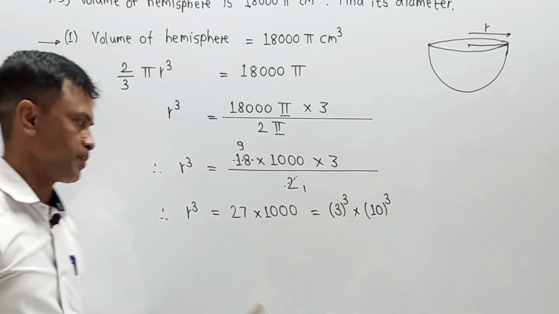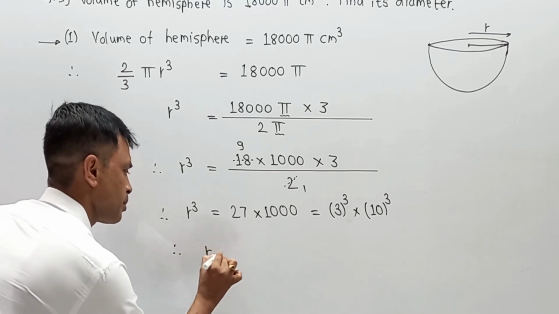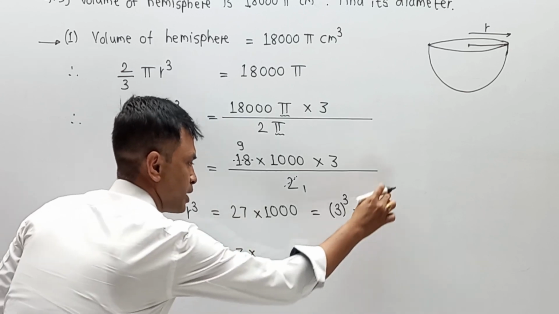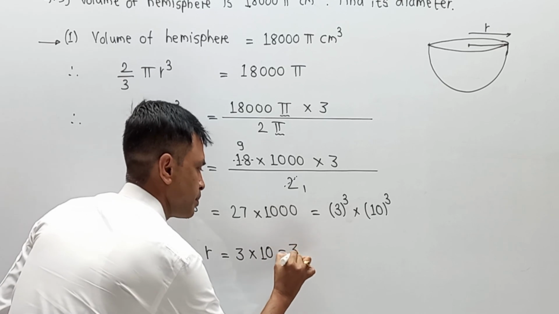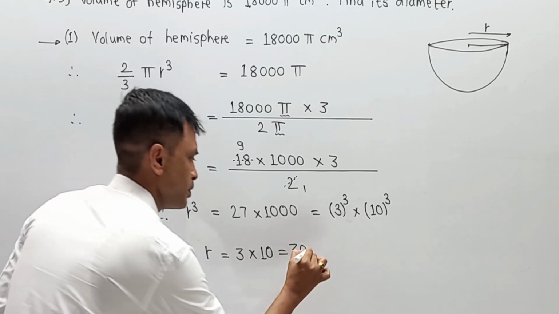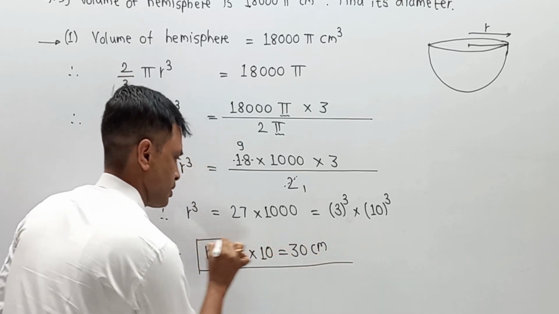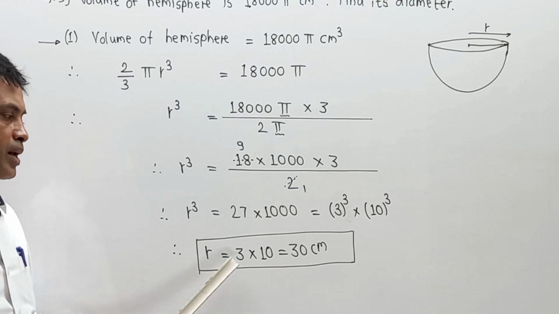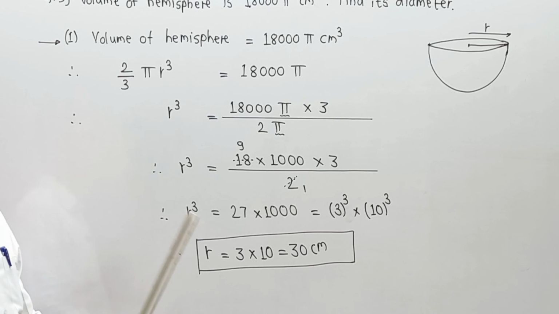So r cube is 27 into 1000, that is 3 cube into 10 cube. In the same way, taking cube root from both sides, here r becomes 3 cube, which is converted into 3, and 10 cube is converted into 10, and simply 3 into 10 means 30, and as per their condition the unit is centimeter, so I am writing centimeter. From this calculation, we are able to get the value of r, that is 3 into 10 means 30 centimeter, the radius of the hemisphere. They will ask a question related to the diameter.